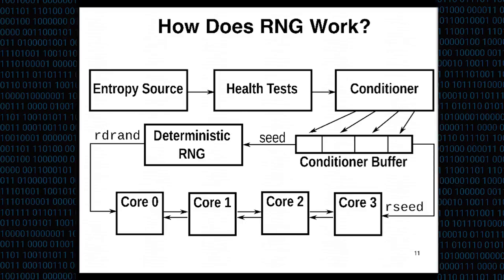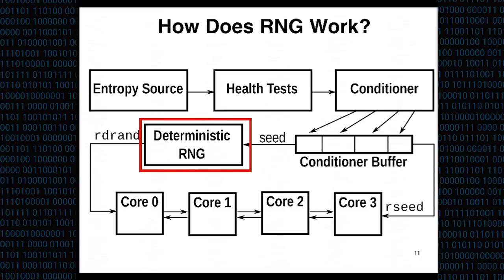Then there is a conditioner unit that makes a more compact string, because this stage generates a lot of bits, I think 512 bits. This unit shrinks it into 256-bit chunks and then puts them into this conditioner buffer. That's how it works. In this conditioner buffer, we have four 64-bit numbers, which are true random numbers derived from the entropy on the chip.